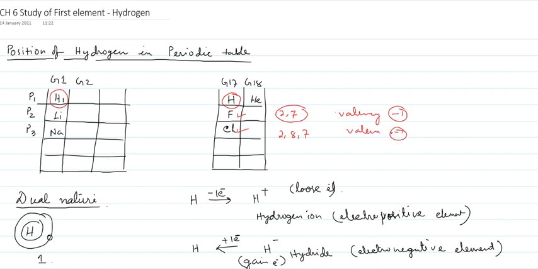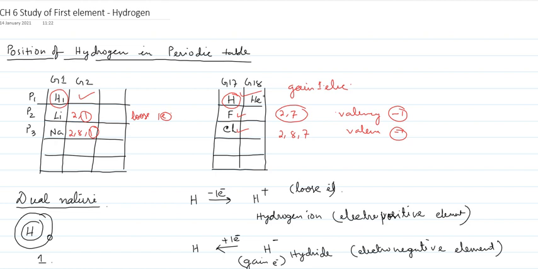And here, lithium's configuration is 2, 1 and sodium is 2, 8, 1. So here also they have one electron, and they will lose the electron, but in group 17 they will gain the electron. Remember, in group 17 all the elements gain one electron, but in group 1 they all lose one electron. Hydrogen has both these properties, so it is placed in group 1 as well as in group 17. So you understand why hydrogen has a dual nature? This is the reason.